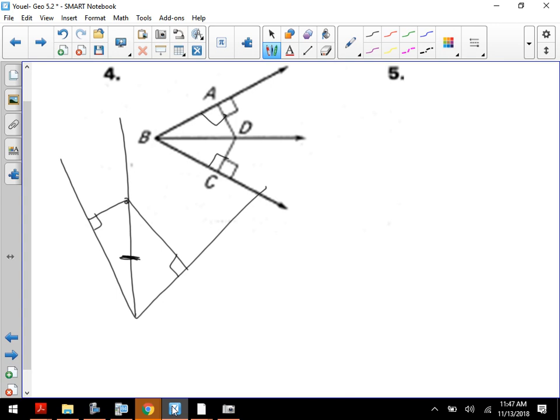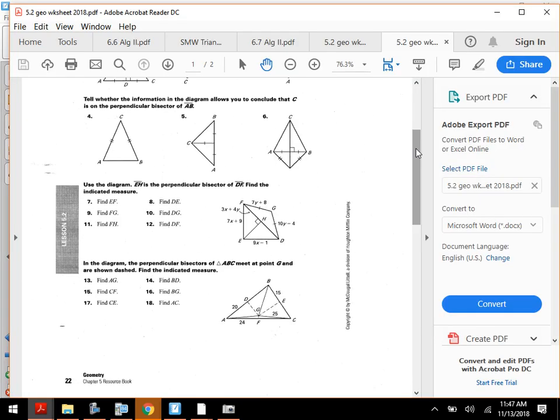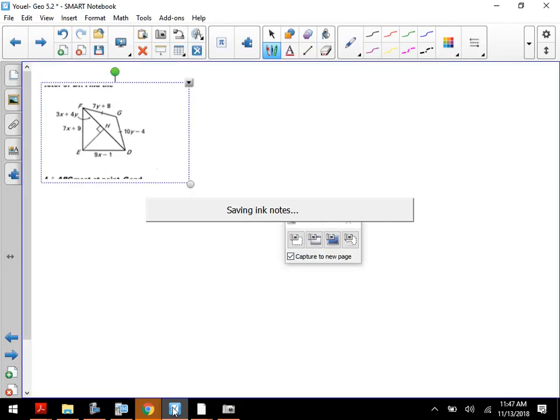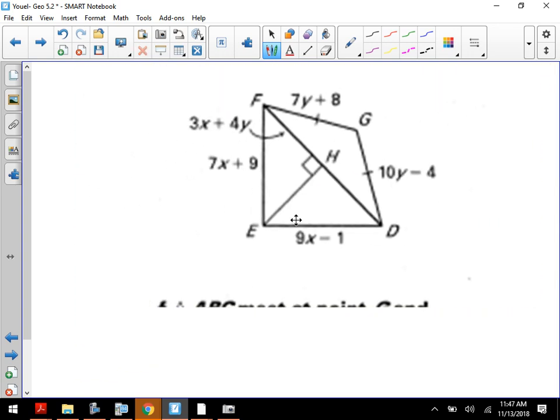Also, go back to the other side real quick. Just a little hint. This is another one of those big picture problems. It says that EH is the perpendicular bisector. So if that's the perpendicular bisector, that means that these two guys have to be the same. That means that these two guys have to be the same.